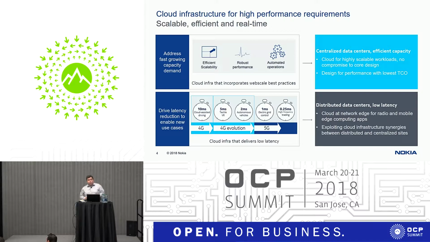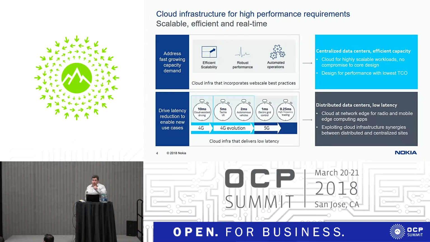So as said, the centralized data centers, the upper half within the slide, this is well addressed by the IT hardware that we are deploying on a daily basis in the centralized data centers. And then the need in those is to have efficient scalability, really robust performance, and automated operations to enable easy scaling of the hardware capacity required for the various applications.